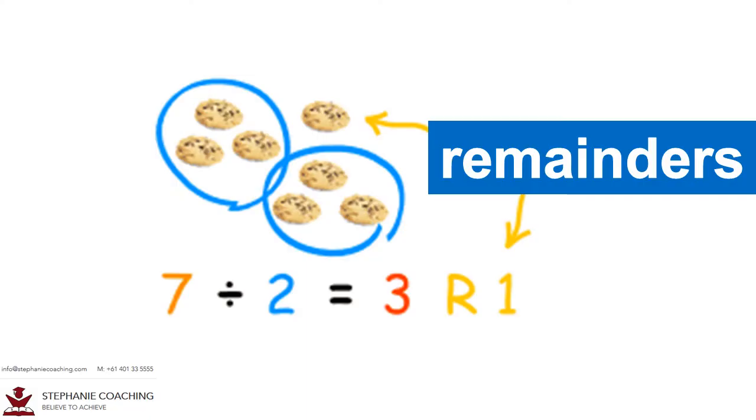Word number 18 is remainders. The word remainders means leftovers. For example, in division, the remainders are the leftover numbers. Can you see the word main in the word remainders?